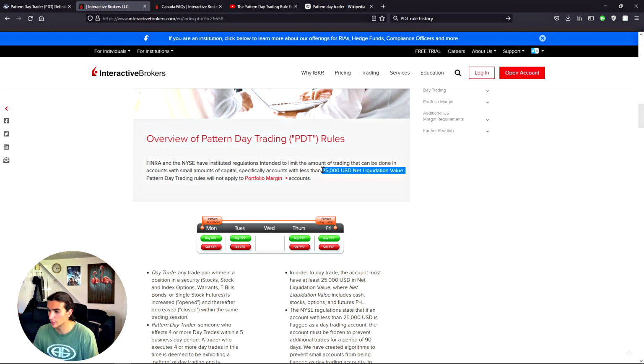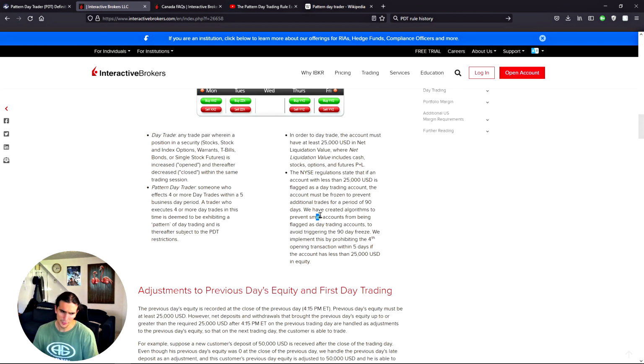Okay, let's talk very briefly about the $25,000 equity requirement. Now, from the point of view of a retail trader, I do not believe that learning trading requires a lot of money, and it does not require anywhere near $25,000. So that's why I think that this number right here is 100% arbitrary.